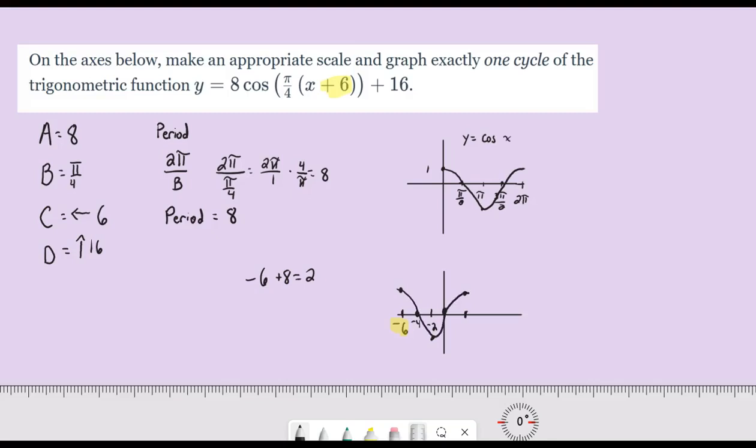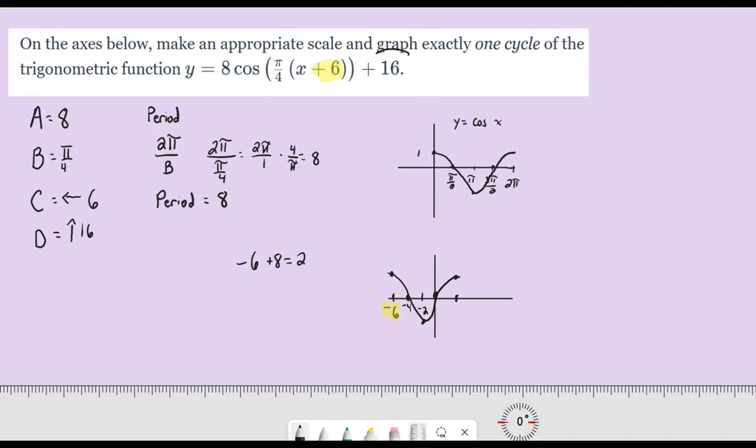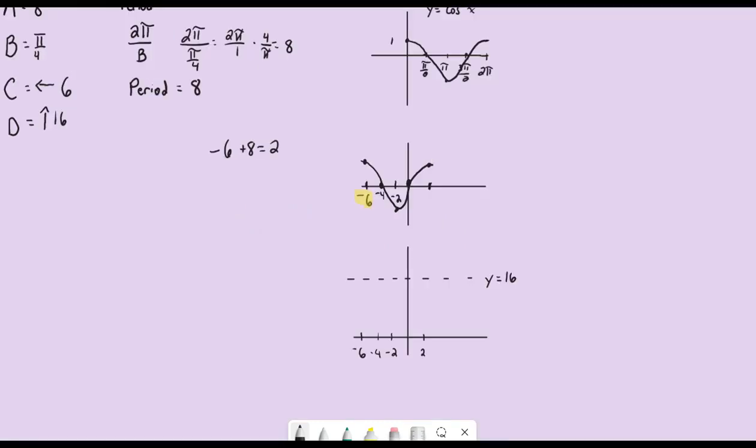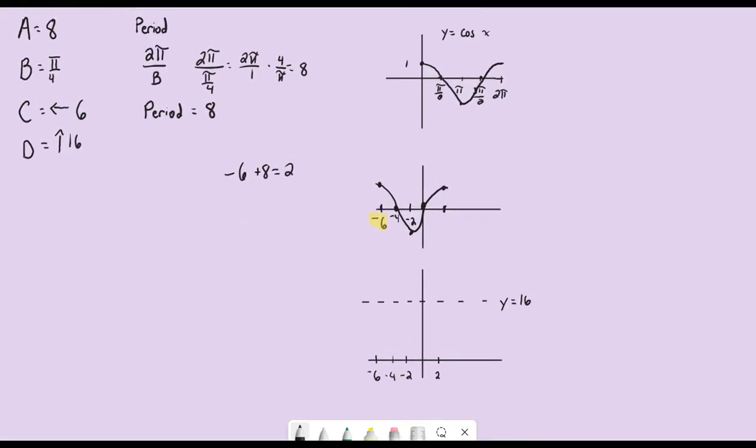Now I'm almost there, folks. All I've got to do is find the new midline, which is going to be a positive 16. So everything's going to be coming up 16. The midline here is at 0, which means the midline will be at 16. So I'm going to draw one more graph here. The midline is at y equals 16. Remember, the amplitude is 8. So that means I'm going to be coming up to 24, y equals 24, and going down to 16 minus 8, which would be 8.